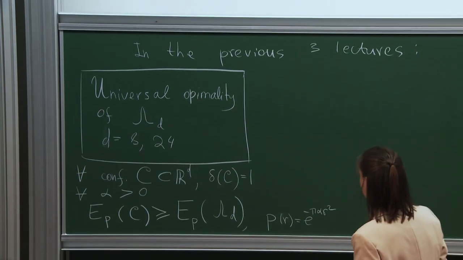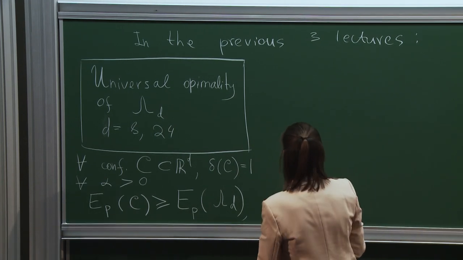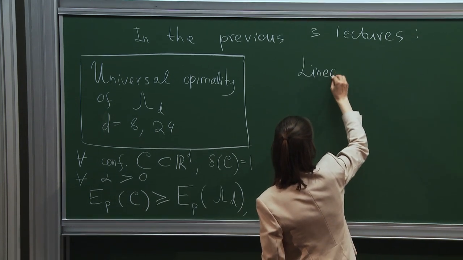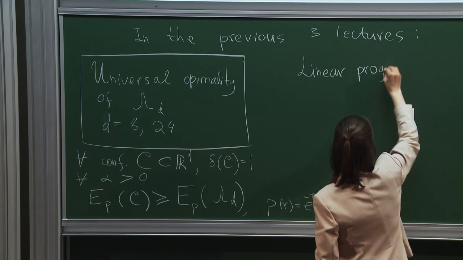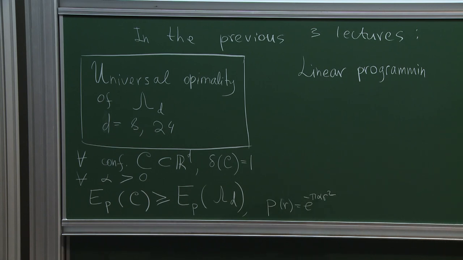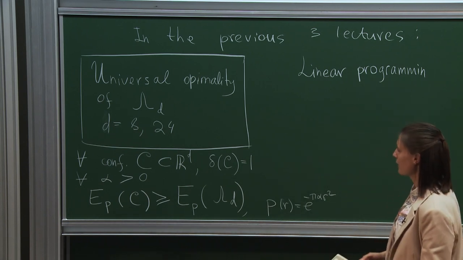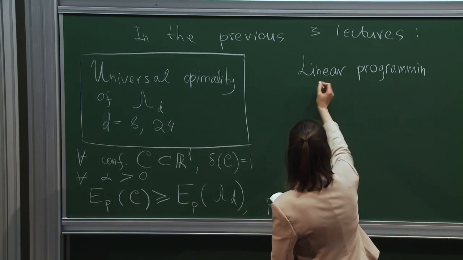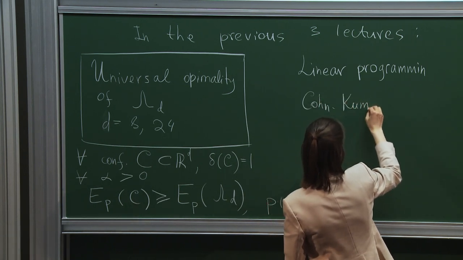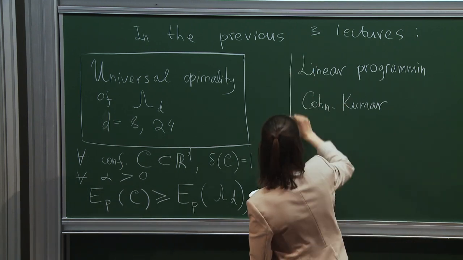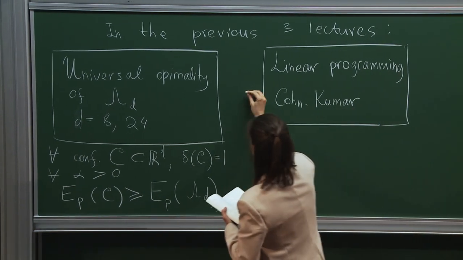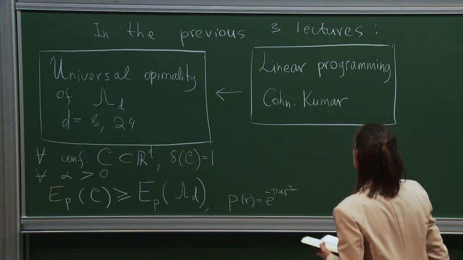And so what we also explained in the previous lecture is that our method for proving this universal optimality is linear programming. So it's a linear programming method, which is used quite a lot in this kind of geometric optimization problems, and the particular linear programming we are using in this case is an adaptation found by Kohn and Kumar.